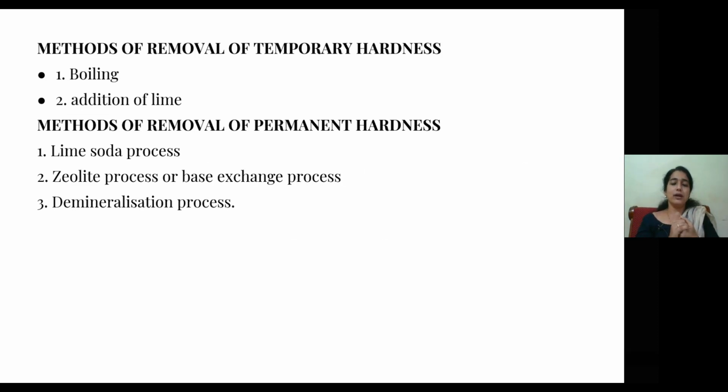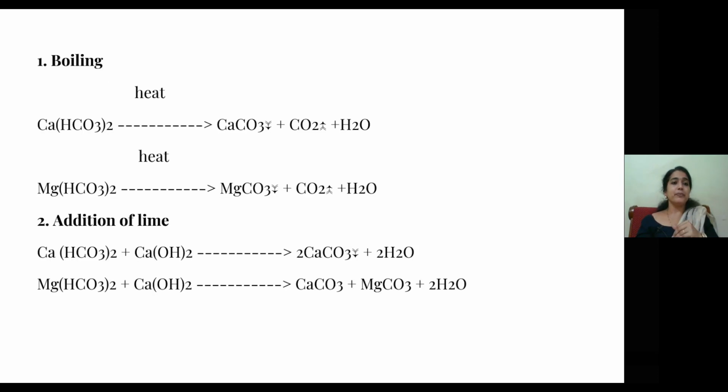Now the removal methods of hardness. There is temporary hardness and permanent hardness. For temporary hardness, two methods are there, that is boiling and addition of lime. For removing permanent hardness, there are three methods: the lime soda process, the zeolite process or base exchange process, and the demineralization process. We will go through them one by one.